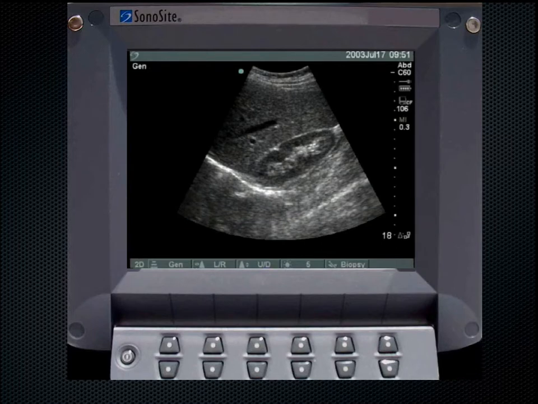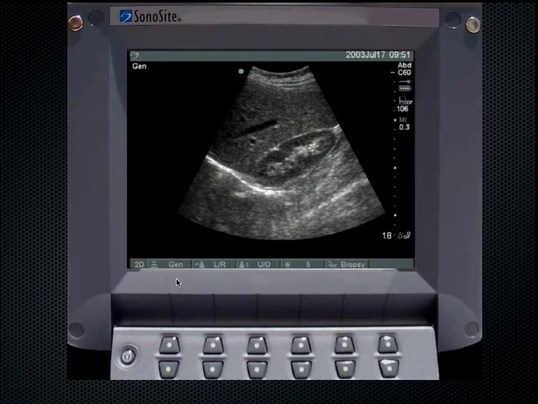Now, another concept to be aware of is this concept of frequency. I should say the way to adjust the frequency on the machine is by turning up the number from the general mode to the resolution mode, and then turning down the number to the penetration mode.